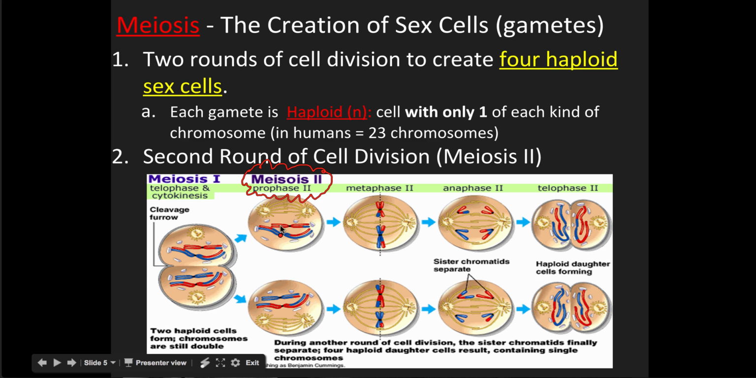So we can see that these two cells are formed in this intermediate stage here to start meiosis 2. Then we see homologous pairs in the middle, and then we see the sister chromatids get pulled apart, and one sister chromatid goes to one side, one goes to the other side in telophase 2, and we end up with 4 separate haploid cells. All right, so that's really important there. 4 separate haploid cells.